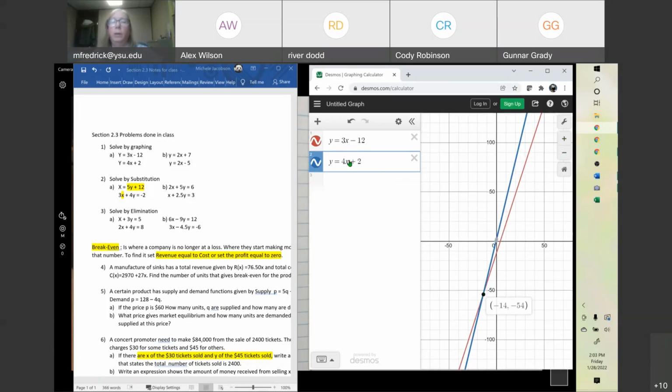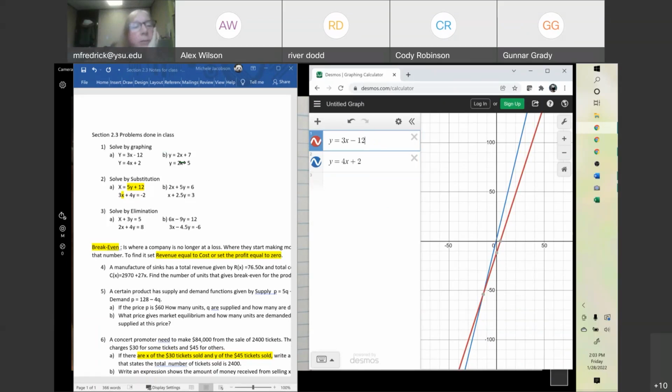So these two equations, their solution is -14, -54. That is the one point they have in common. Any questions on that? So I just typed both equations in.